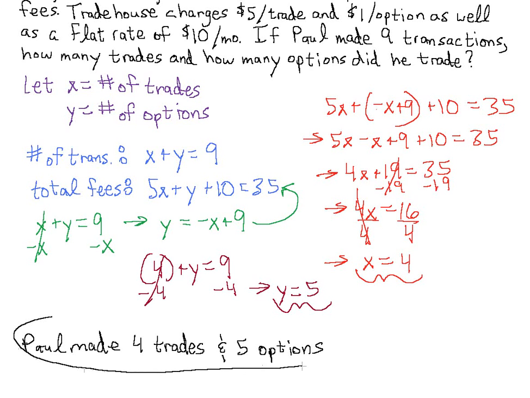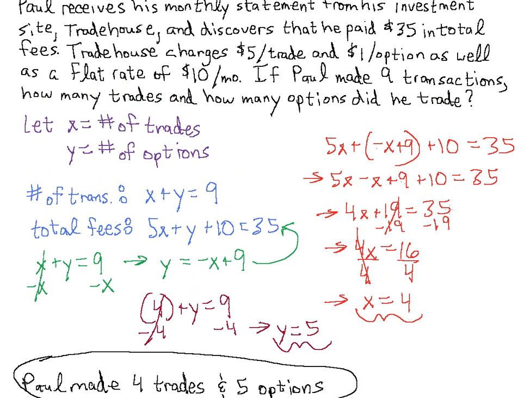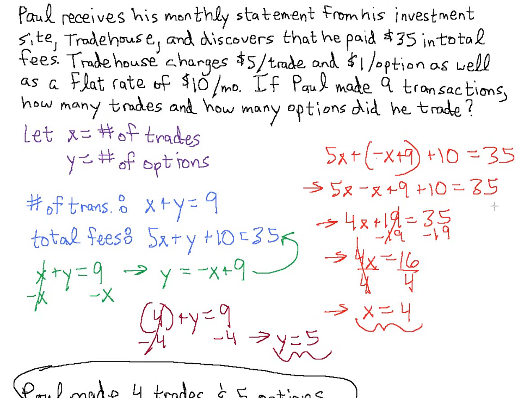But this is our official answer. So we're answering the question, how many trades and how many options did he make? He made 4 trades and 5 options. So this is a really good application to see the usefulness of solving linear systems of equations by substitution. And it actually makes things fairly simple.